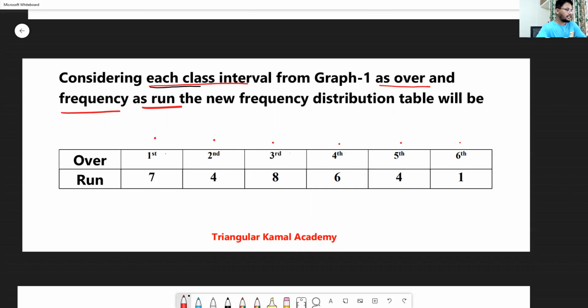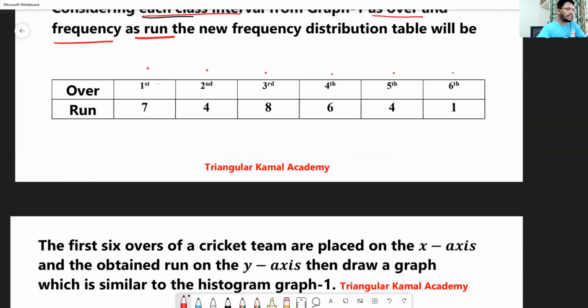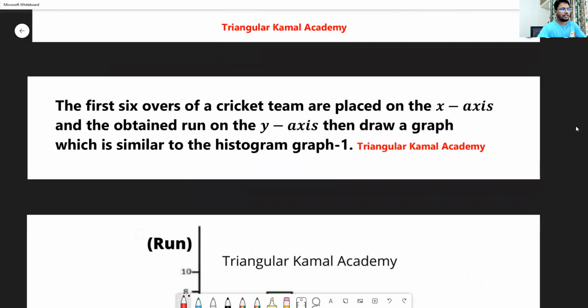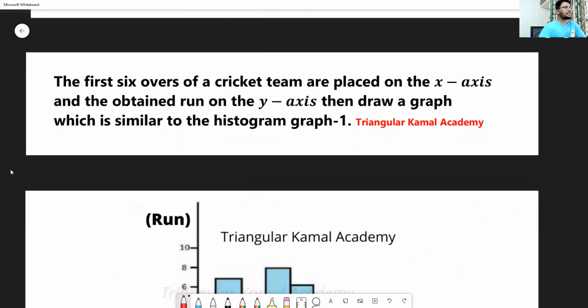Okay, now this is the first part. Now explain and compare with the cricket match. So now here we see the second part. The first 6 overs of a cricket team are placed on the x-axis and the obtained runs on the y-axis. Then draw a graph which is similar to the histogram. Why have I used the word similar? Because in the graph there are given 30 to 35, but the question demands each over.